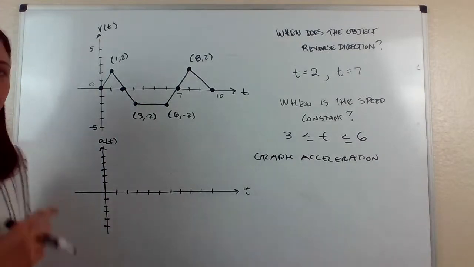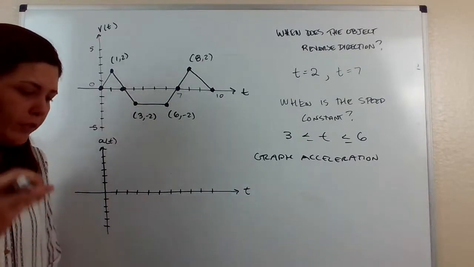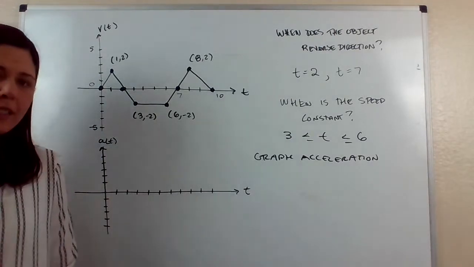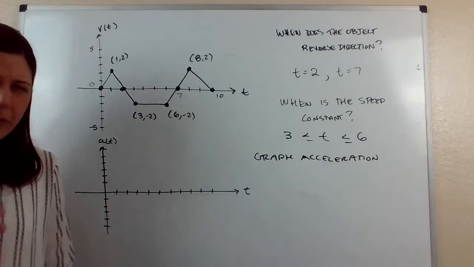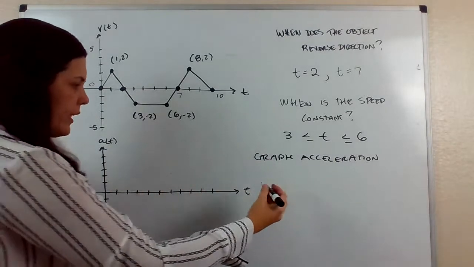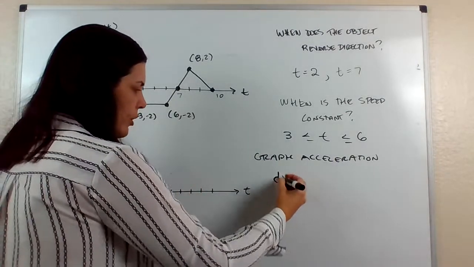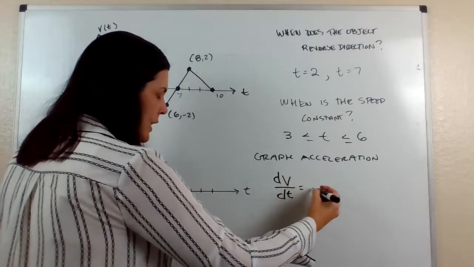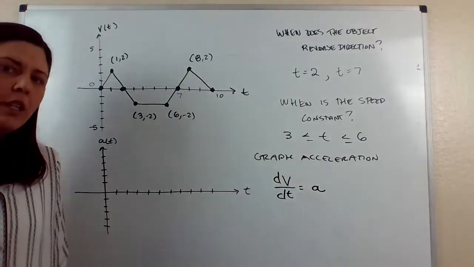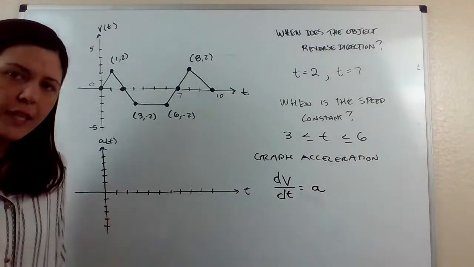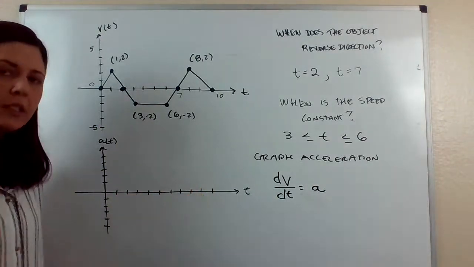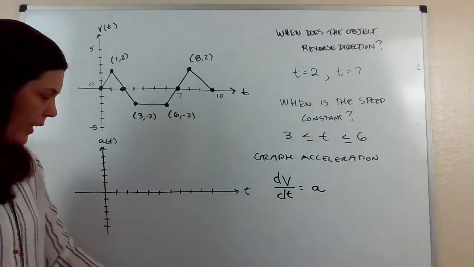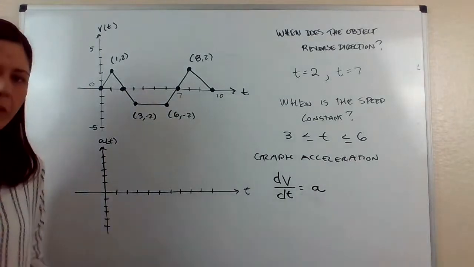Think about it. Your slope, or your rate of change of your velocity, is acceleration. So I know I'm saying it, but really understand this. The rate of change of velocity is acceleration. The derivative, the rate of change, the slope of velocity is acceleration. So how do I answer this? Well, I just find the slopes everywhere.